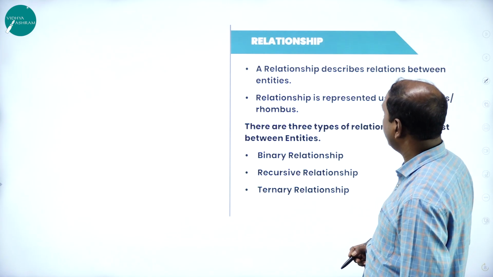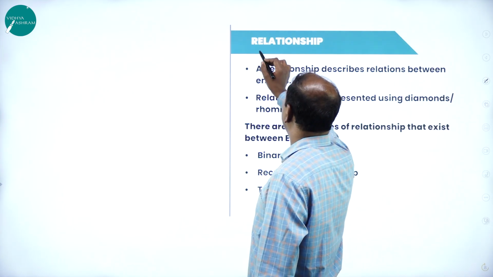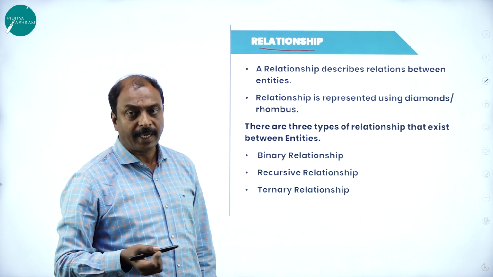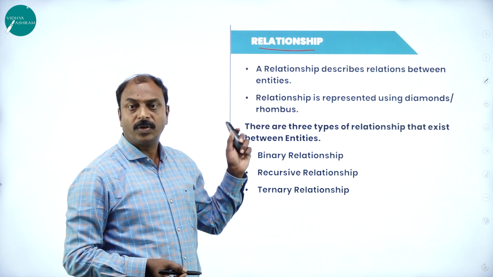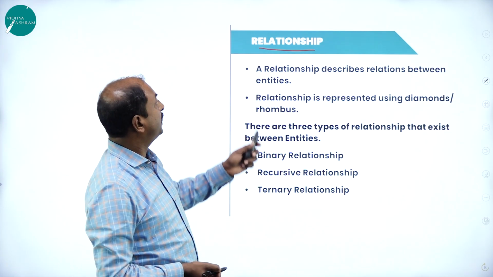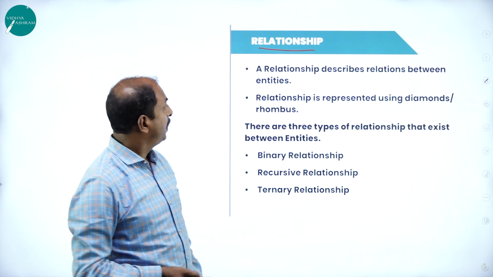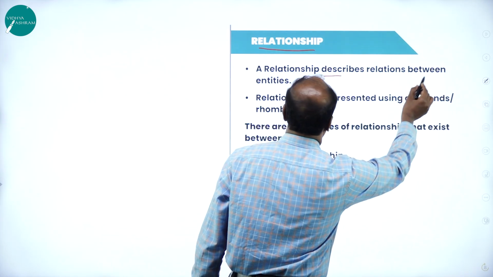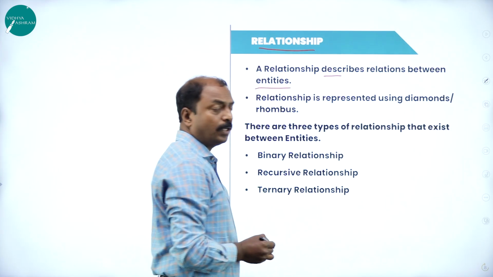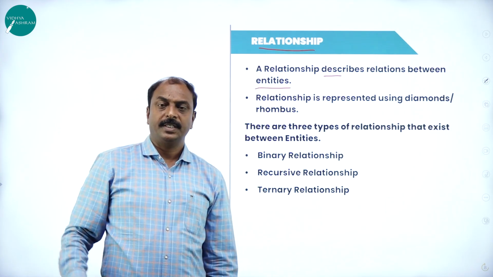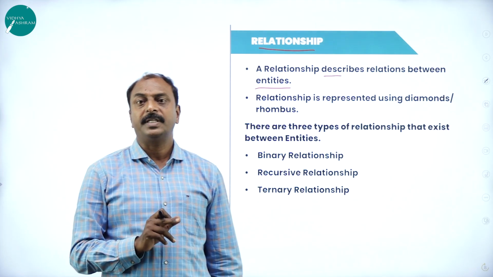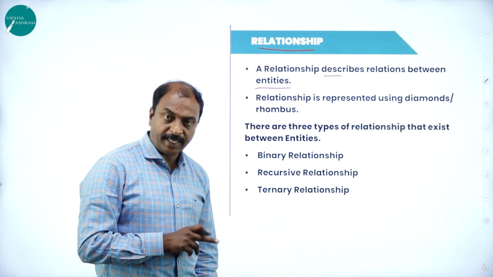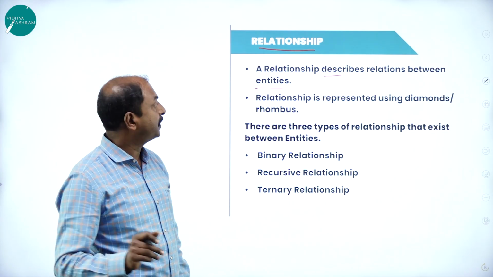Now let us see the next slide. Next we talk about relationship. In an ER diagram, entity relationship diagram, what we have seen so far is entity. Now let us see what a relationship is. A relationship describes the relation between entities. Now how do we connect two entities? We connect two entities, or we describe the relationship, through this concept.